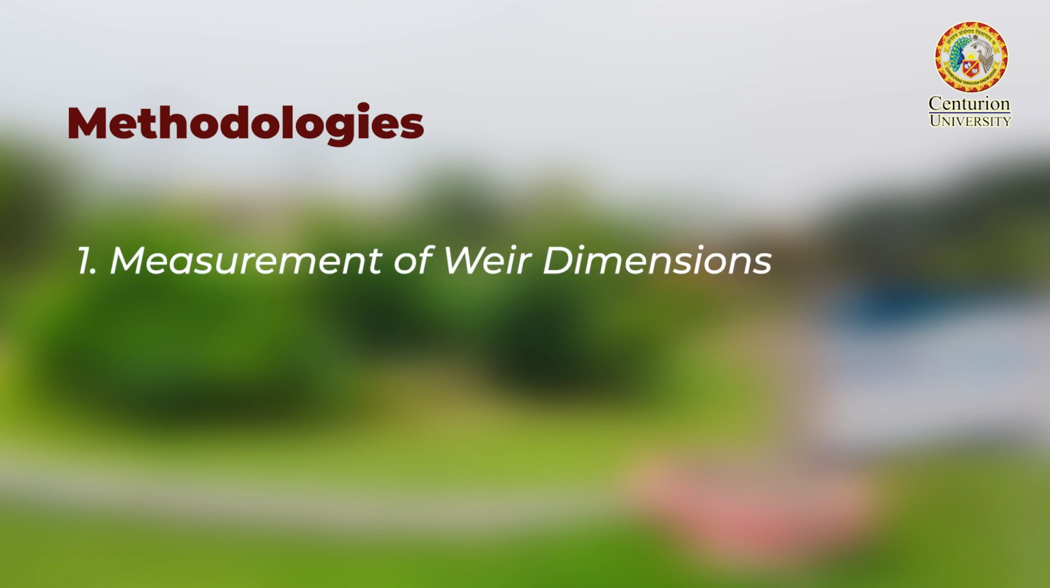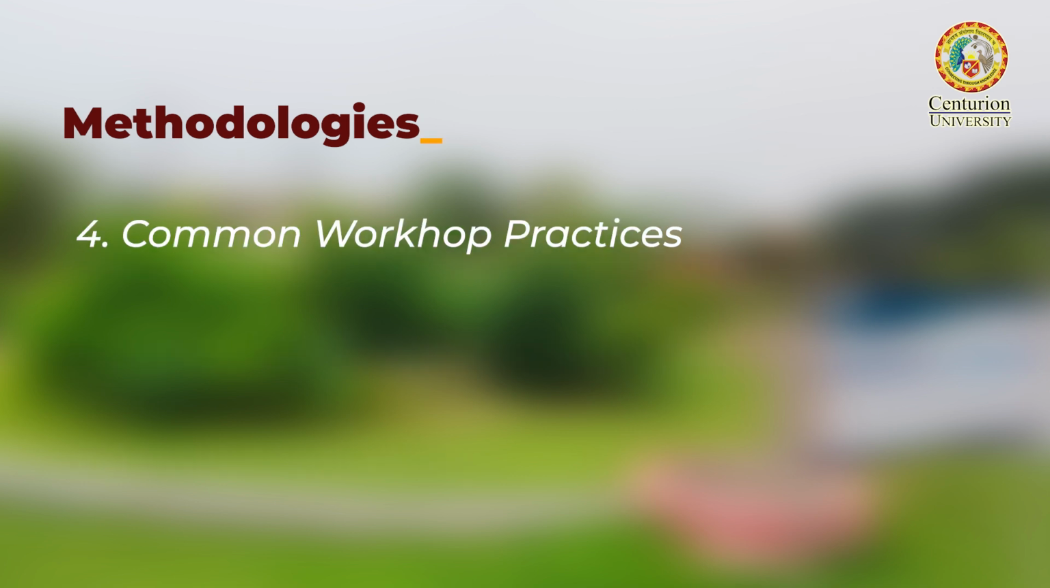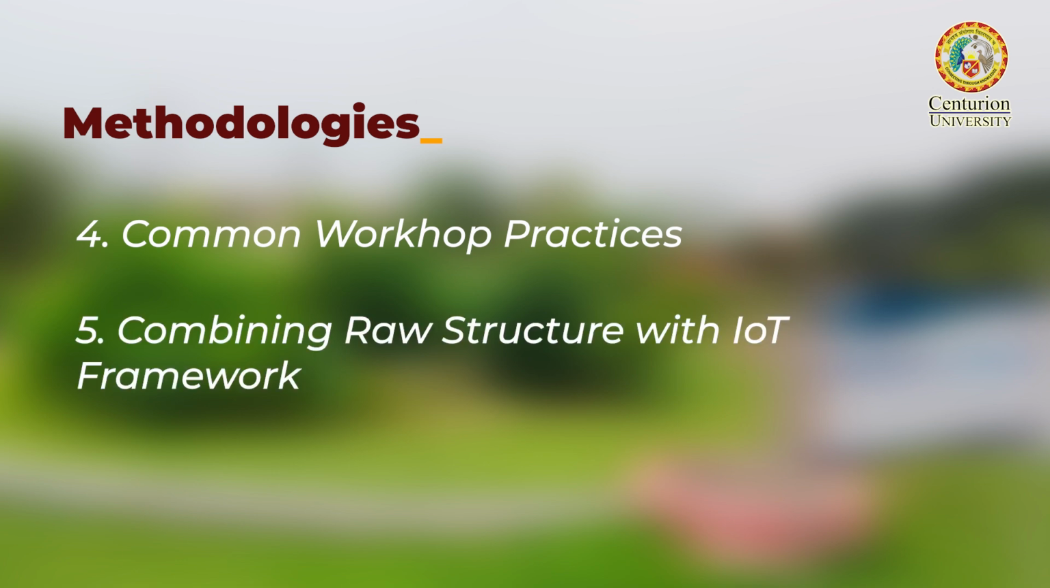Now, let's talk about the methodologies implemented in this model. First, we had the measurement of the dimensions of the weir. Next, we went for the 2D and 3D design of the model. Next, we had the material selection based on which our structure is made. We adapted the common workshop practices, which includes cutting, grinding, buffing and welding. Finally, we combined the raw structure with our IoT framework.